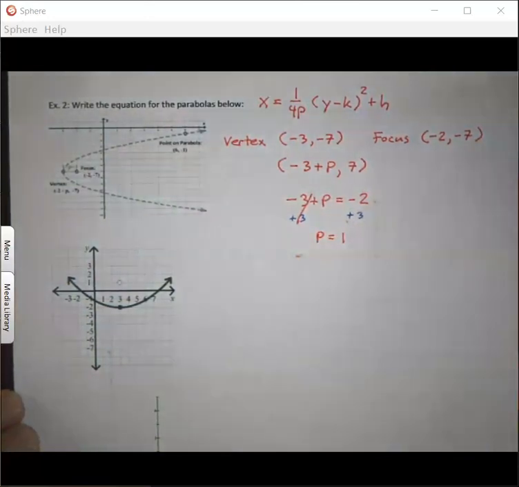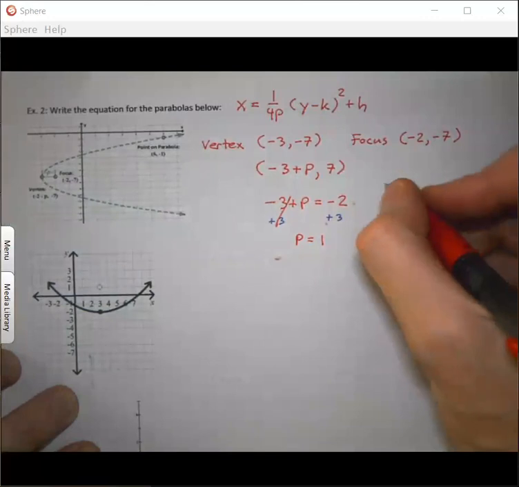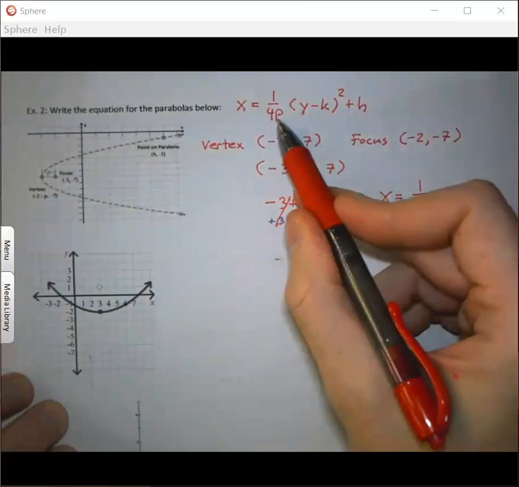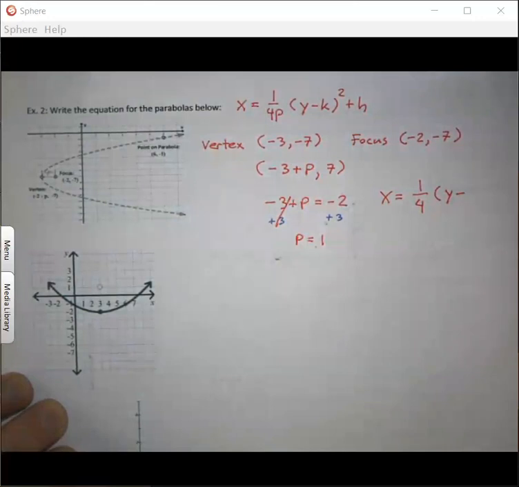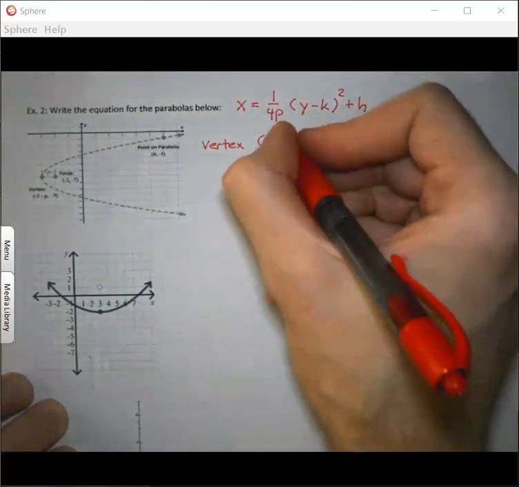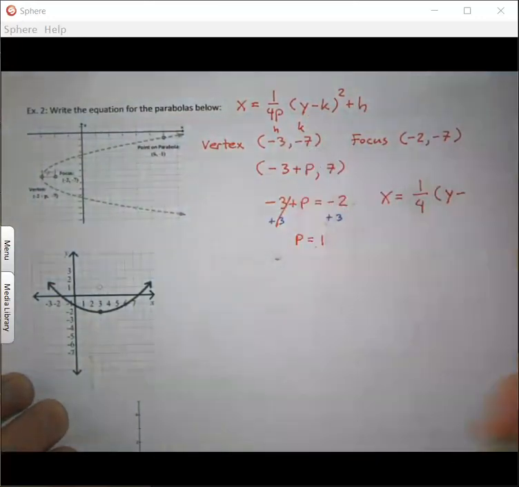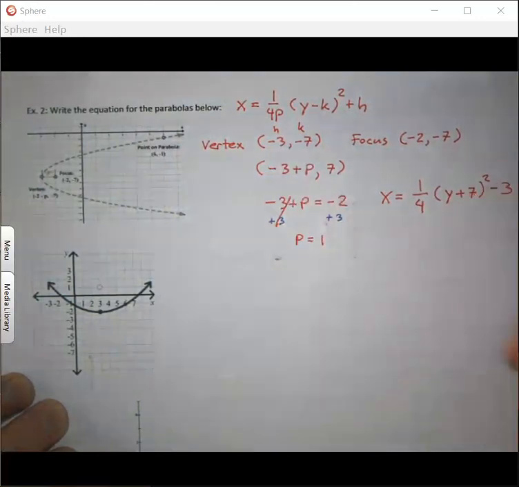Now that we know the vertex and the distance p, we just plug in and write our equation. Four times p, or 4 times 1, is 4. Y minus k, remember, h, k. So y minus a minus 7, or y plus 7. Then plus h, plus a negative 3, is minus 3.